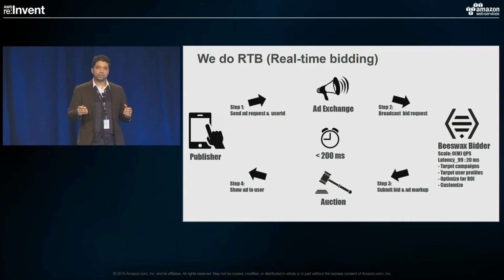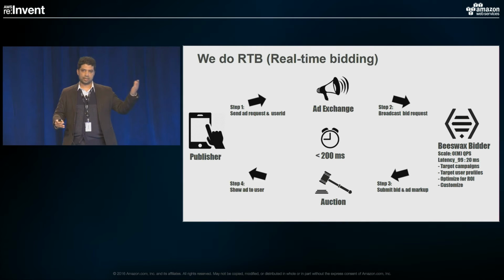And then the exchange waits to get back the responses from all the different bidders, runs a second price auction, picks a winner, and the winner's ad gets shown to the user. So this is what happens behind the scenes every time you see an ad on a website. And this whole transaction lasts for less than 200 milliseconds, and it's done many million times per second. And the industry term for the process that I just described is real-time bidding.